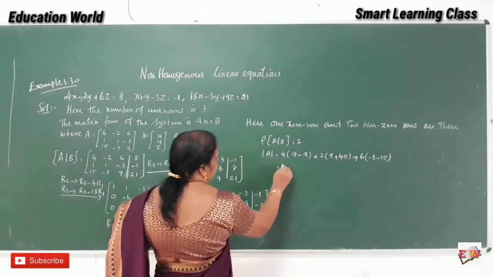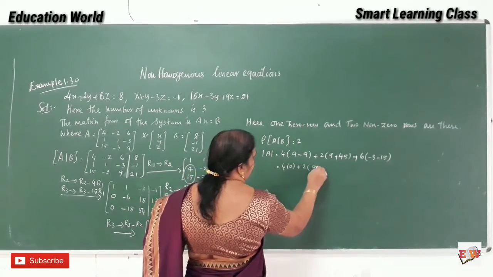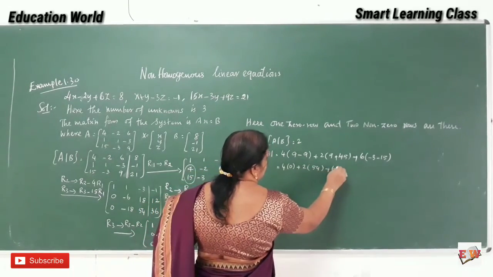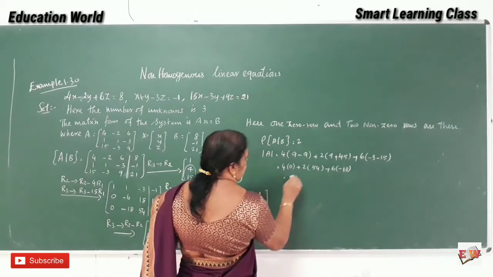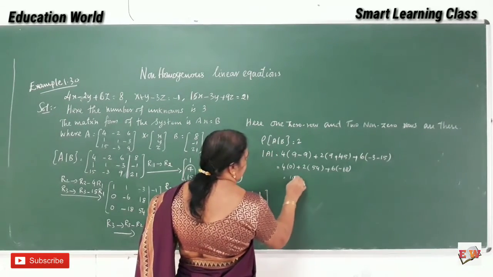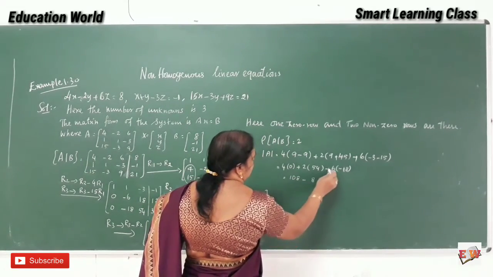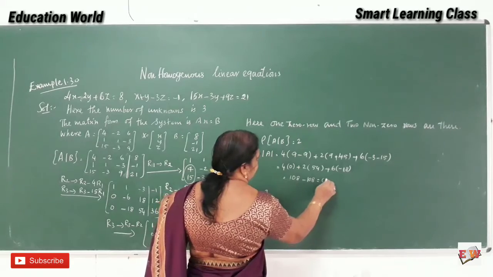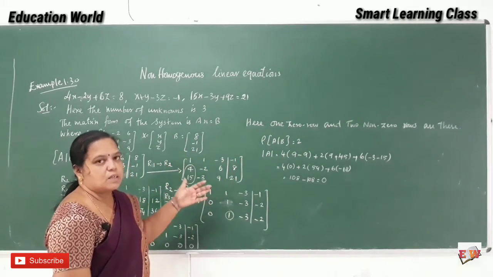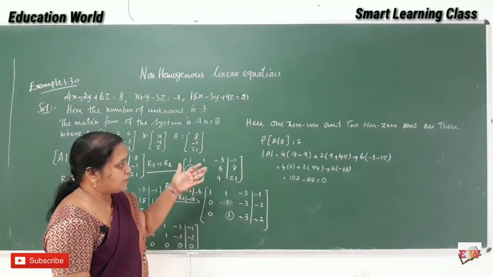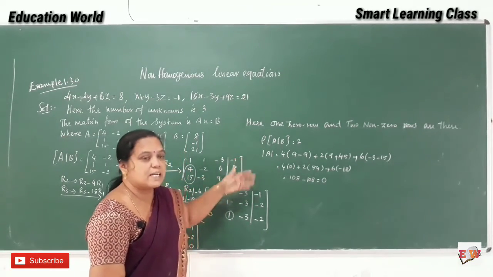Okay, 4 into 0 plus 2 into 54 plus 6 into minus 18, that is 108 minus 108, which is 0. So it is vanishing. So the rank of the coefficient matrix is less than 3.